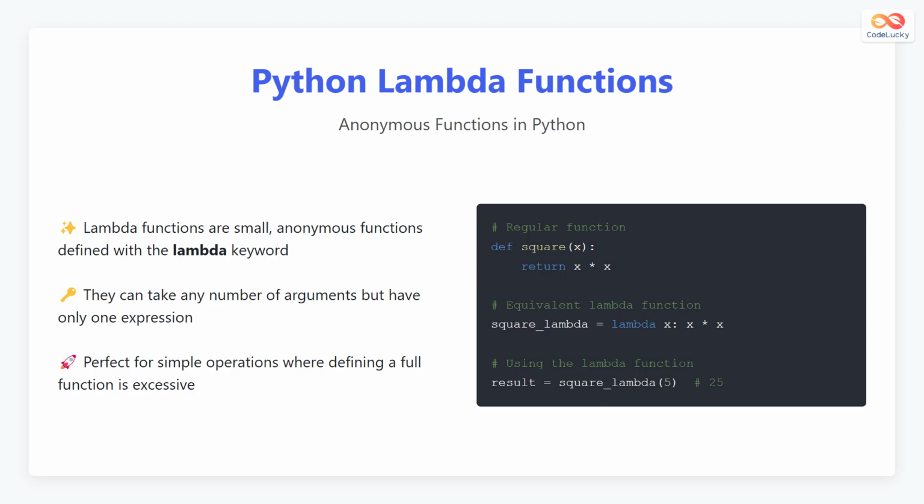Let's look at a quick code example. First, we define a regular function called square, which takes x as an argument and returns x times x. Next, we have an equivalent lambda function assigned to the variable square_lambda. This lambda function also takes x as an argument and returns x times x. Finally, we use the lambda function by calling square_lambda with the argument 5. The result is 25.